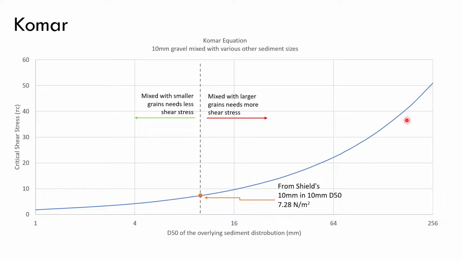Okay, so the Komar equation is giving us basically this blue line here to show us that shear stress can actually change based on the overarching sediment size distribution for our stream. And so that's what you guys are going to be looking at in lab 4.